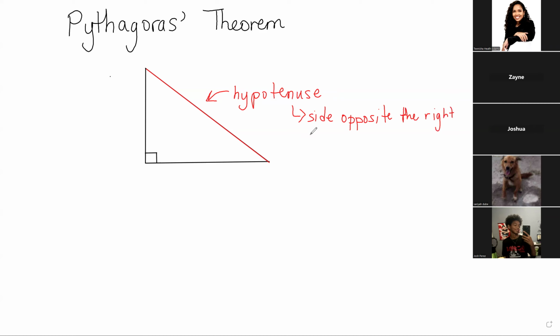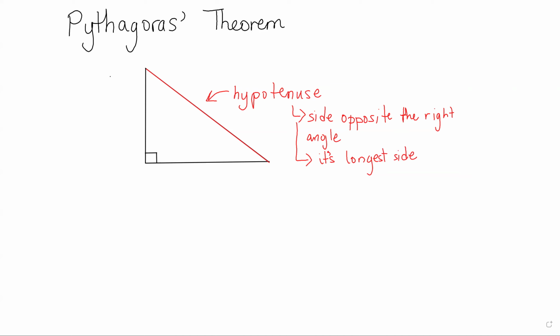There's another interesting fact about the hypotenuse, and that is it's the longest side in the right angle triangle, right? So the hypotenuse is the side opposite the right angle, and it's also the longest side. Pythagoras' theorem has to do with the relationship between the hypotenuse and the other two sides of the triangle.